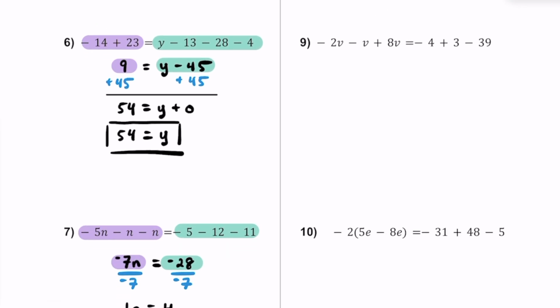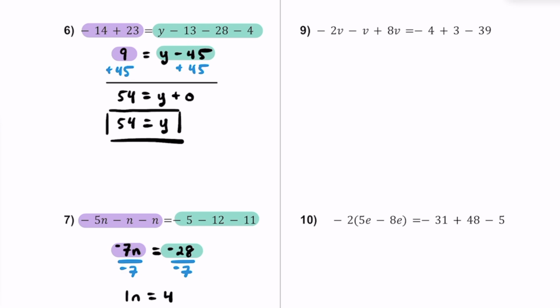Here's number 9. In number 9, we have this negative 2v minus 1v plus an 8v. Now, negative 2v minus a v here is going to be negative 3v. Negative 3v plus 8v is going to be 5v. All right, so that's going to be the left side here. Now, what about the right side?